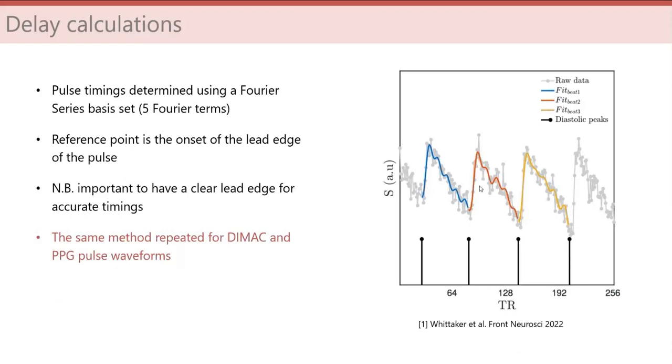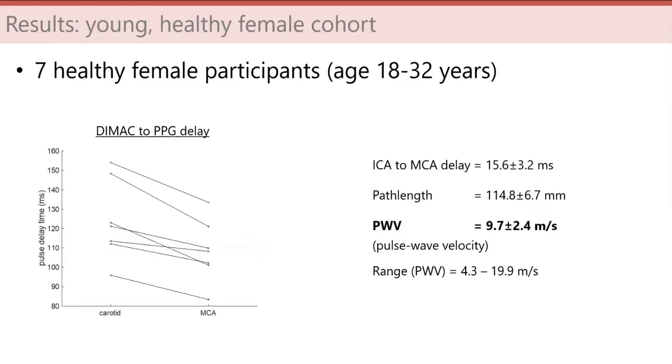To get the delay calculations, we fit a Fourier series. We've got five pairs of sine and cosines at different frequencies across the heartbeat, from one period to five periods. Then we use those to fit where the onset time starts. We apply this both for the pulse ox and for the DIMAC MRI measure at the carotid or the MCA. And that's how we get our timings.